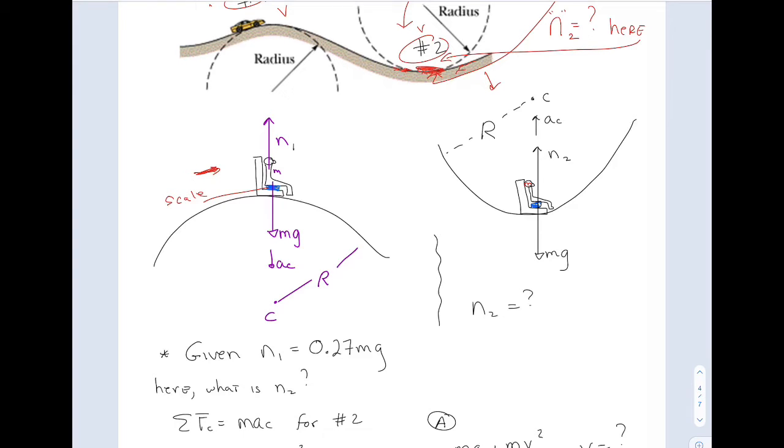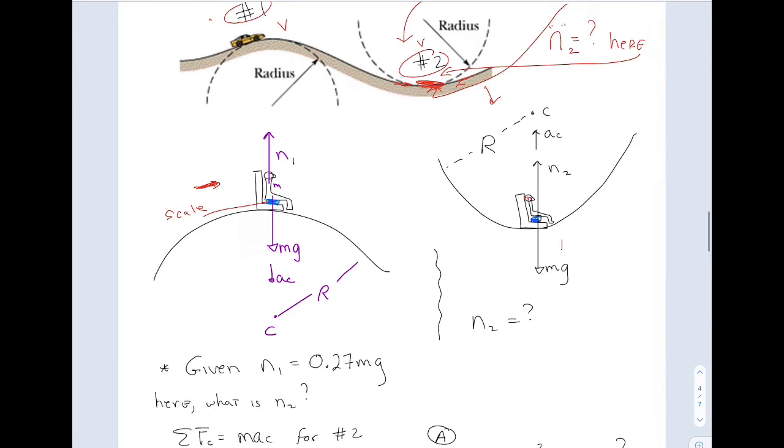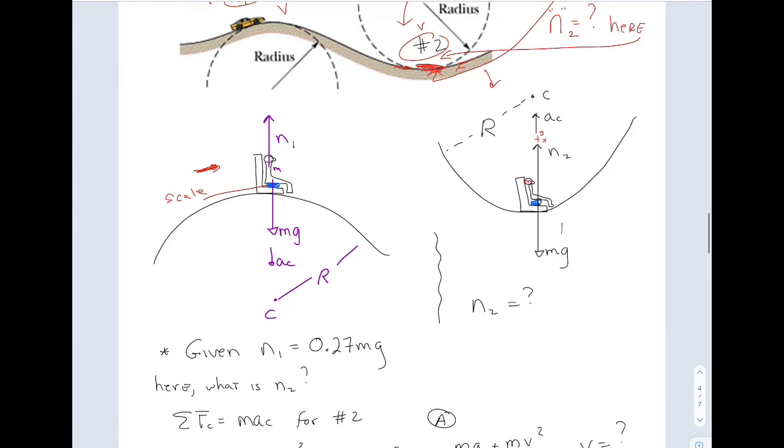So I drew the forces on them. Five-step method: picture, forces. I have their weight, which points down. The normal force points up. This is picture 2, so I call that N2. They're accelerating toward the center. Again, I don't have to draw an X and Y axis because I'm going to do net force centripetal equals m a centripetal. Nothing to break up for step 4. So I want to find normal force number 2.